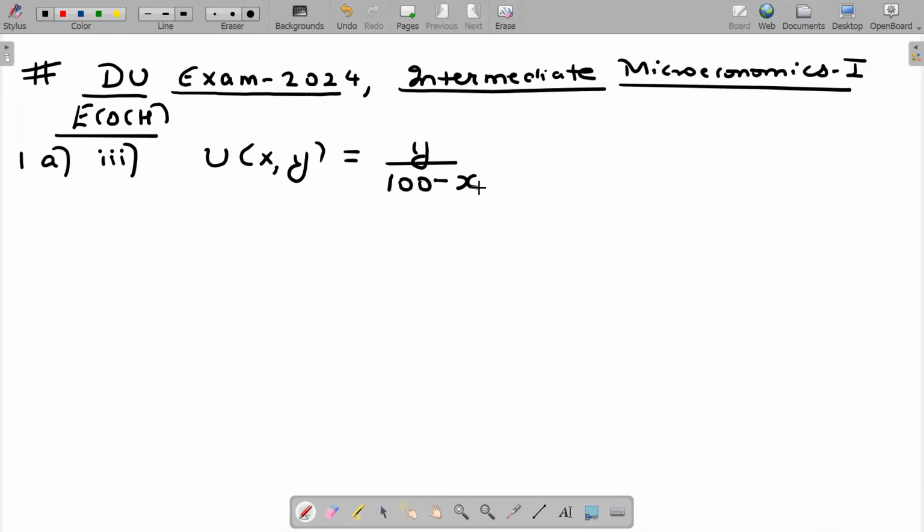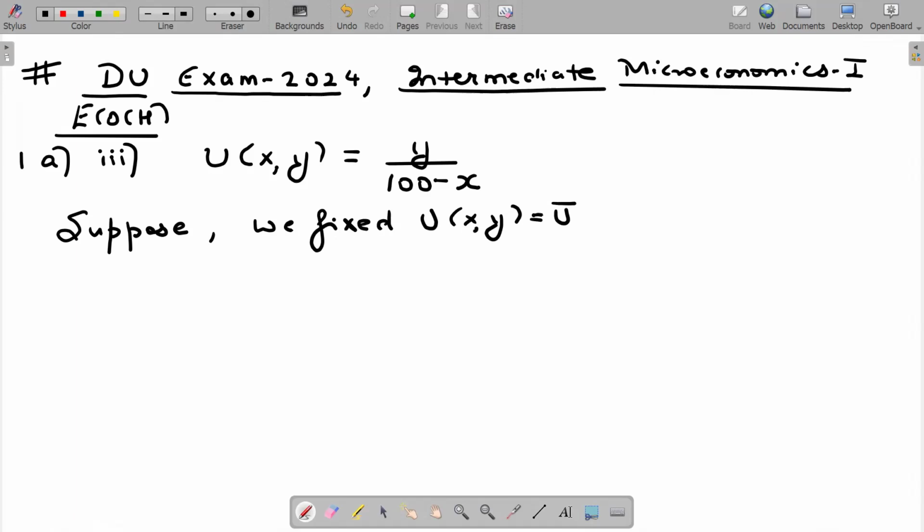Now let's quickly plot it first of all. Only when we plot it do we get an idea of its behavior, convexity and monotonicity. Suppose we fix u of x, y equal to u bar. Remember, utility is always constant on the indifference curve. So I get u bar equals y over 100 minus x. So what is y going to come out as? y is going to be 100 minus x times u bar.